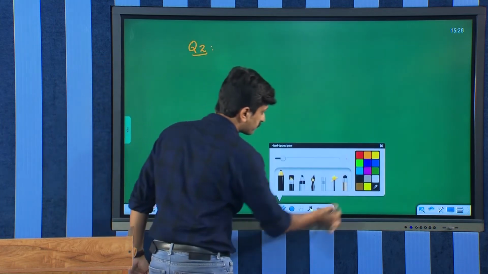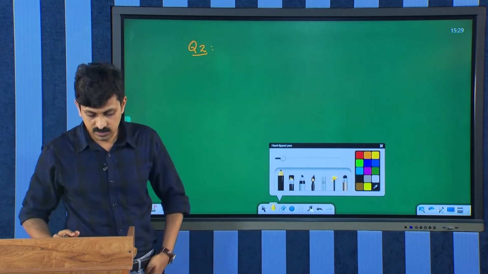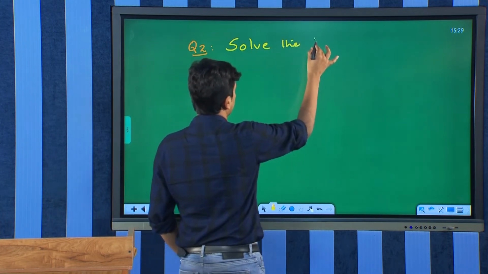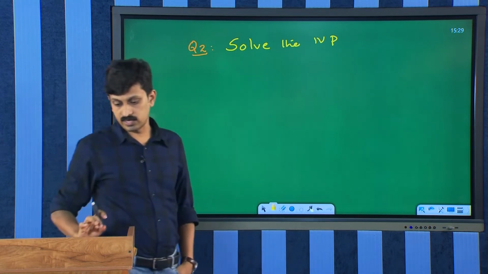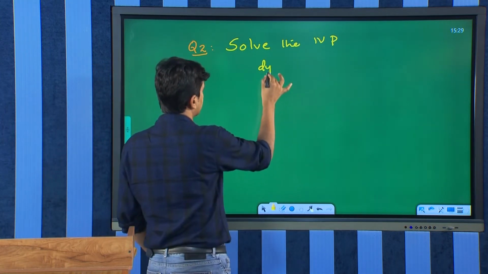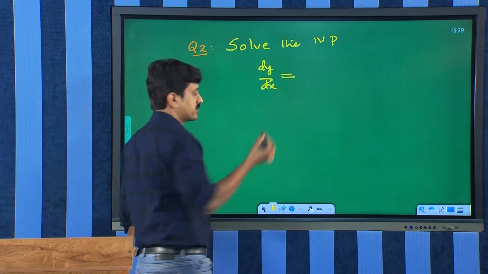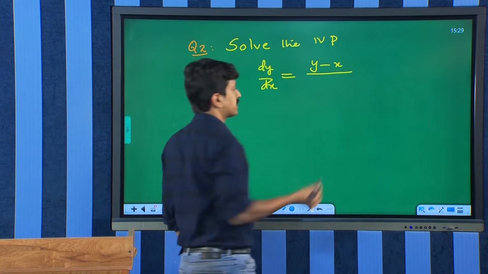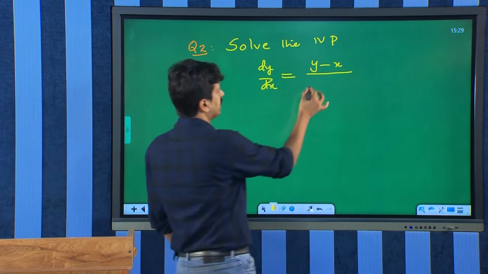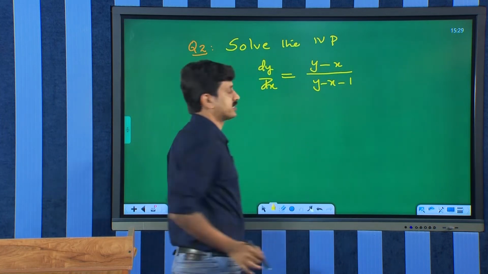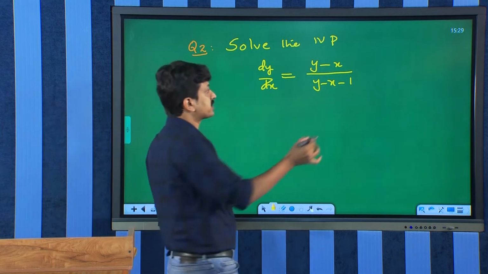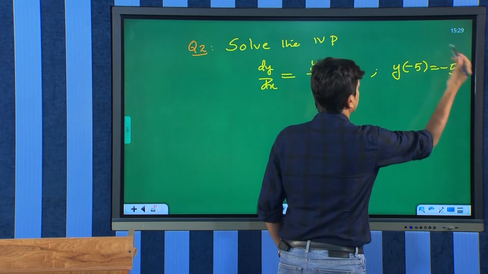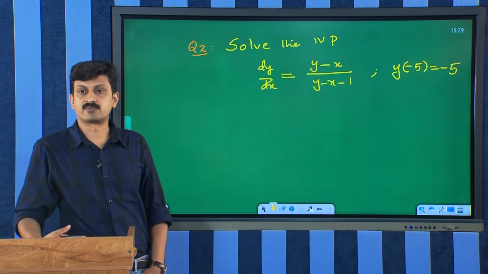The next question is an initial value problem. Solve the initial value problem dy by dx is equal to y minus x divided by y minus x minus 1, with y of minus 5 equal to minus 5.